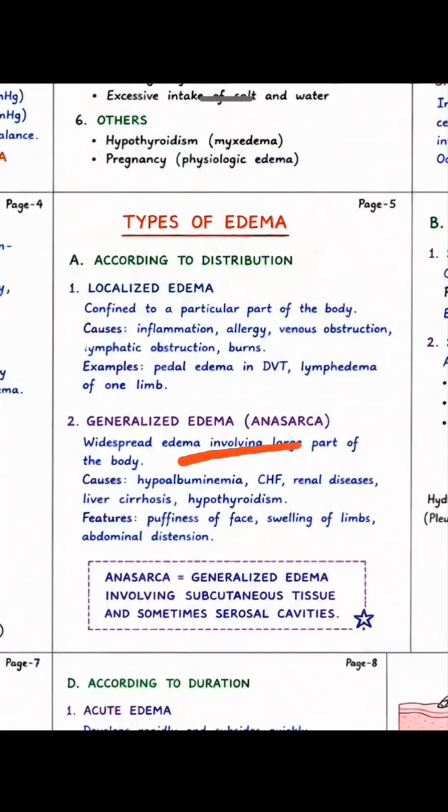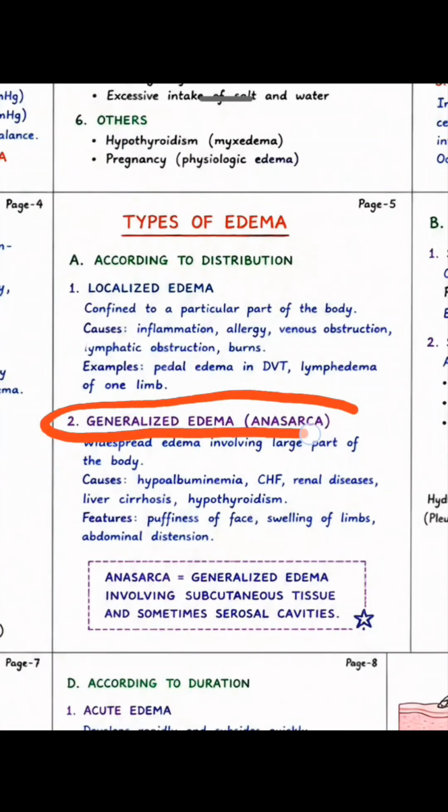In generalized edema, there is widespread severe edema involving the whole body, subcutaneous tissues and cavities. Remember this term anasarca, because examiners love asking it in viva. This is the most important word, generalized edema. This is also a most important topic.